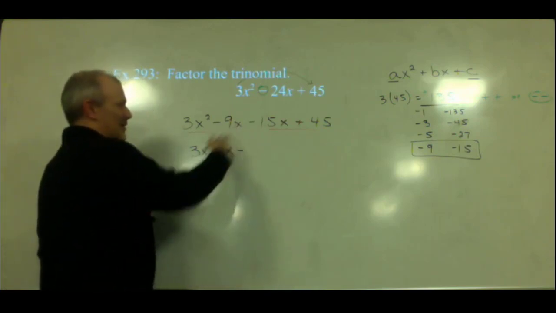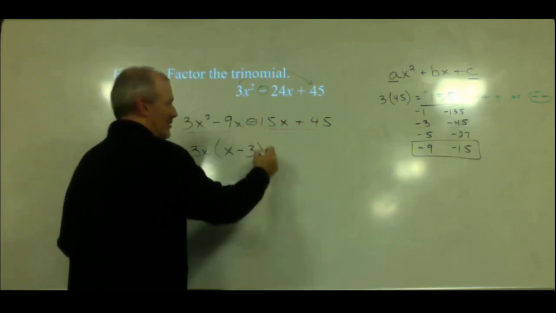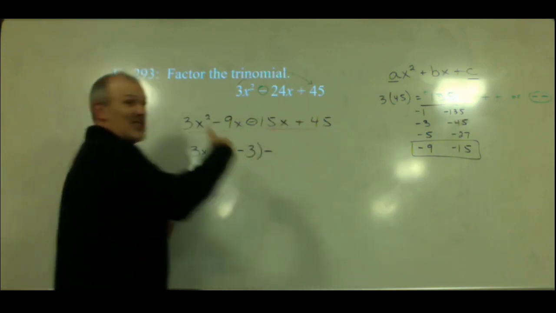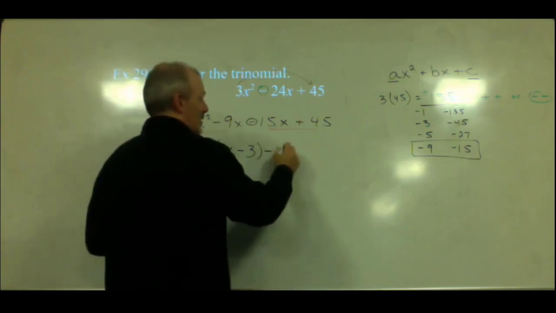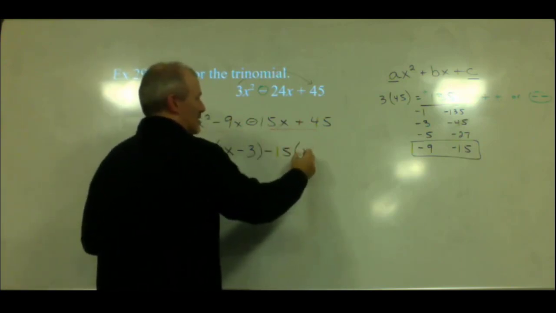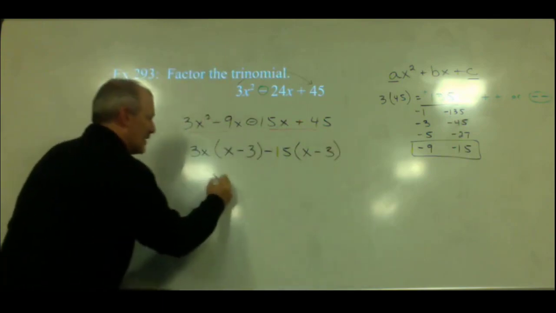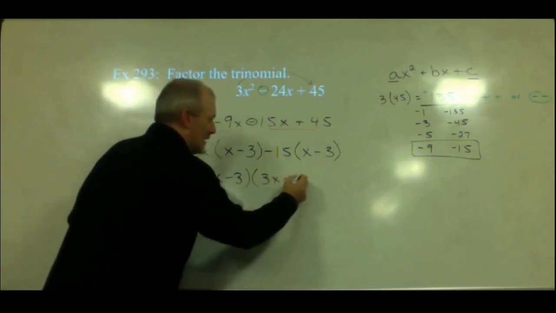Minus, and then what about this one? 3. And then we have to take out the negative. And what can we factor out of both of those? 5. And there's actually even bigger. 15 can go into both of those. So that leaves us with x, and dividing by a negative, we get -3. So here's what happens: x minus 3 and 3x minus 15.